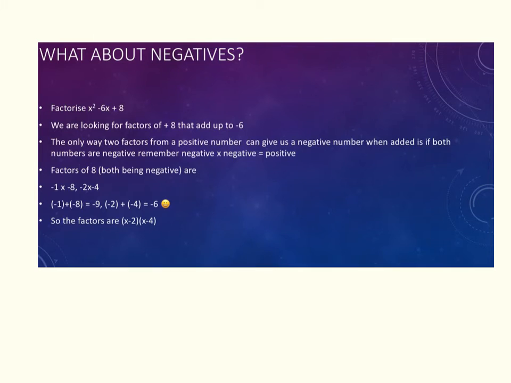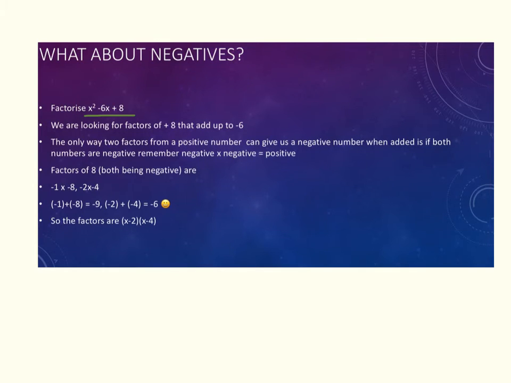We have to be very careful when we're factorising quadratic expressions, especially when there's negative signs involved. So if we have a look at the example on the screen, we'll see that we're looking to factorise x squared minus 6x plus 8. So we're looking for factors of plus 8 that add up to negative 6. The only factors of 8 where both of them are negative are minus 1 multiplied by minus 8 and minus 2 multiplied by minus 4.